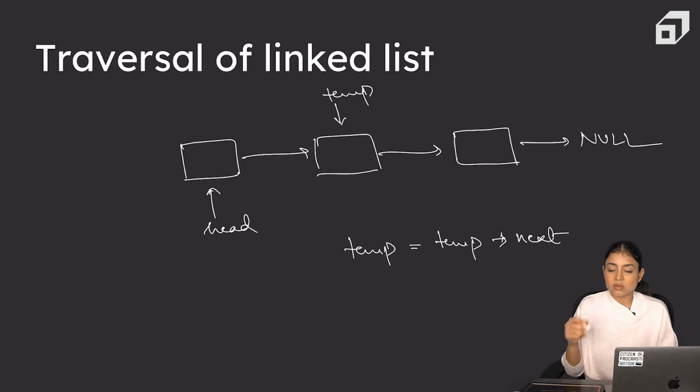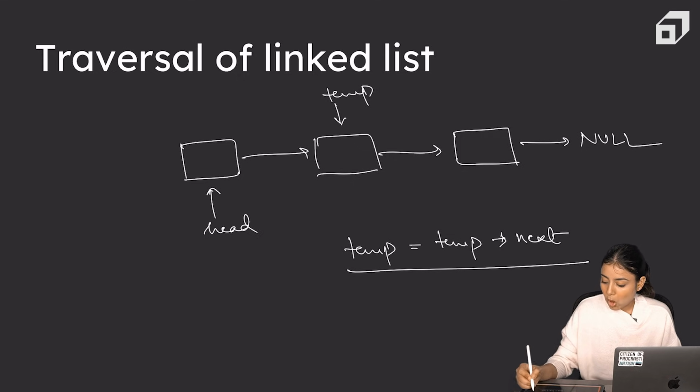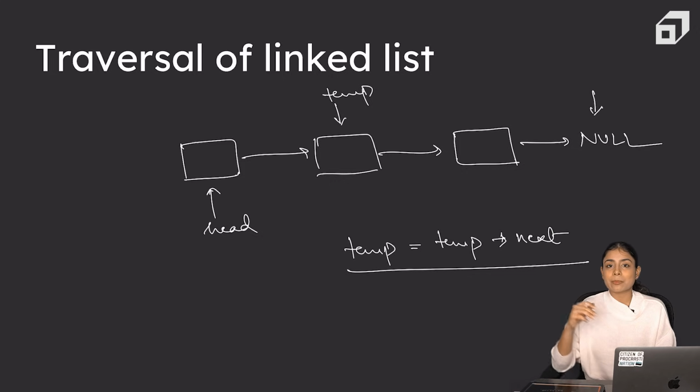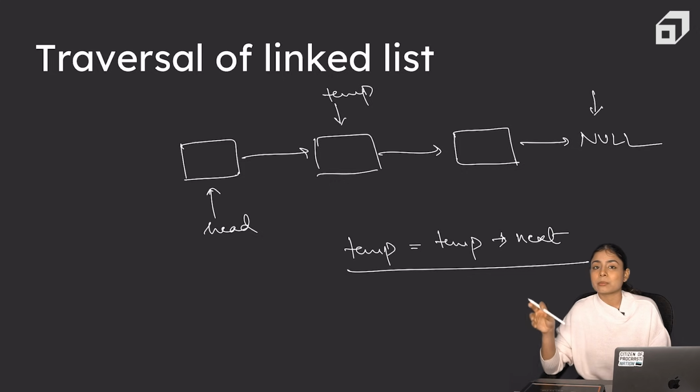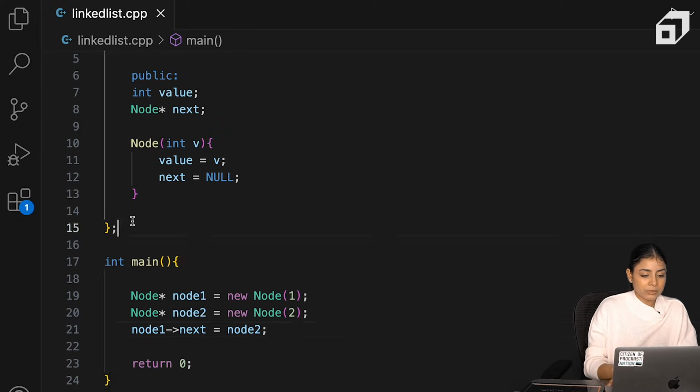Now, how will I stop? When will I stop moving my temp pointer one step forward? I stop when my temp is at null. So whenever my temp pointer reaches null, that means my linked list has ended and I can stop traversing it. Now, alright, let's see it here.